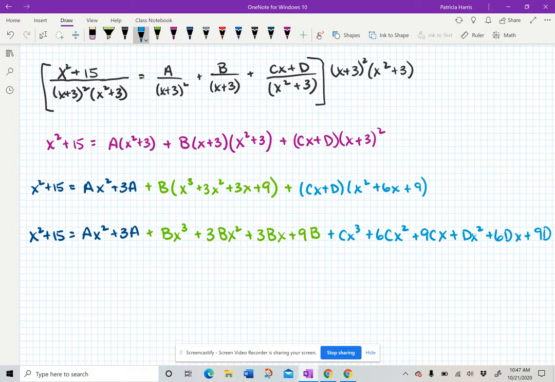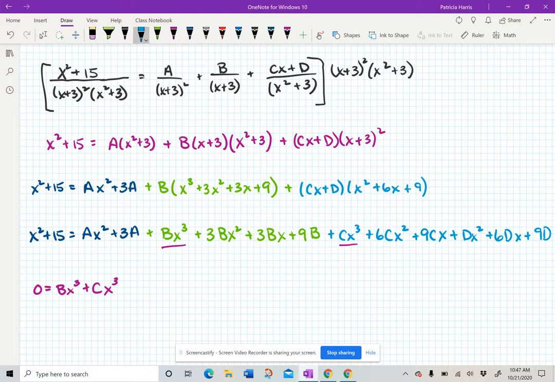So let's start by matching everything up. First, I'm going to take a quick scan, and I notice I have cubics here. So let's match those up. Notice that there are no cubics on the left-hand side, so that means 0 is equal to Bx cubed plus Cx cubed.